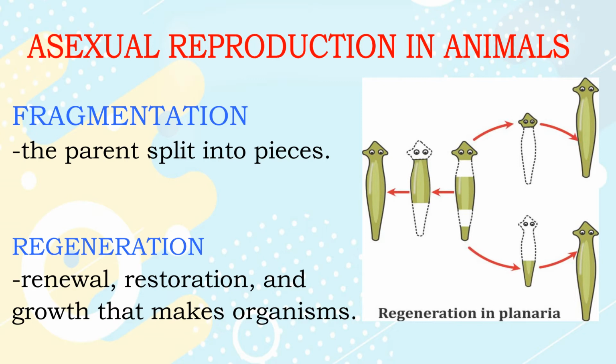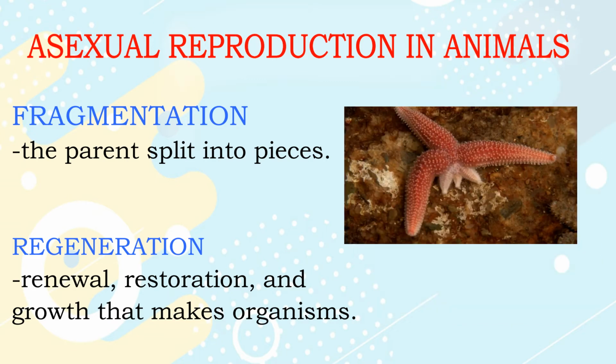On the other hand, for regeneration, which always happens in partner with fragmentation, this is just the renewal, restoration, and growth that makes organisms. So we have here the sea star, for example. If the piece or arm of the sea star is broken apart, a new arm would be developed from the last part. And broken arms could actually develop into a new organism.